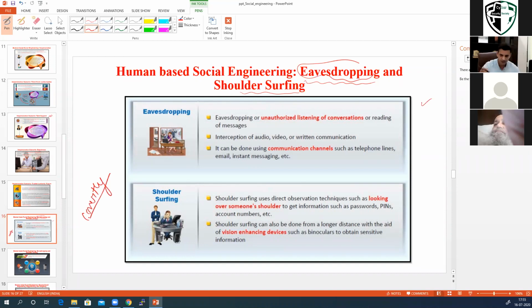he anyhow gets into that particular communication channel and just listens to the conversation. Okay, and it does not include only listening to the conversation, it basically includes reading or accessing any source of information, okay, without being noticed. So that is what eavesdropping is all about. And similarly, the other term that comes into the picture is shoulder surfing.